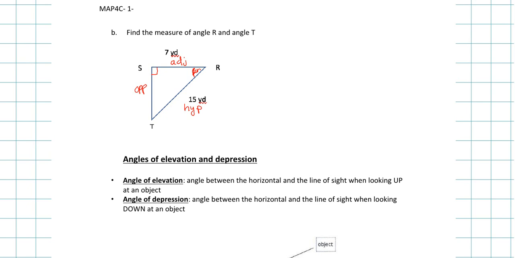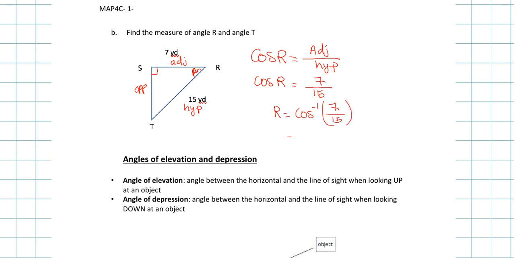What do I know? Adjacent and hypotenuse, so I have to use cos. So cosine R equals 7 over 15. And to find angle R, you do cos inverse. So what do you guys get? 62 degrees. Okay? Do you guys have any questions about this?